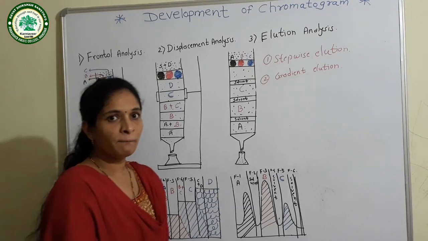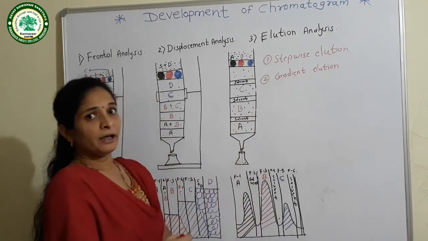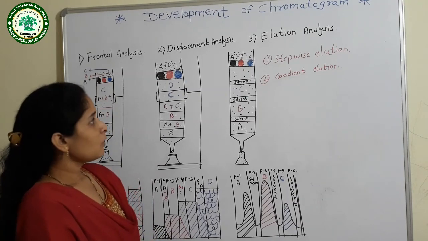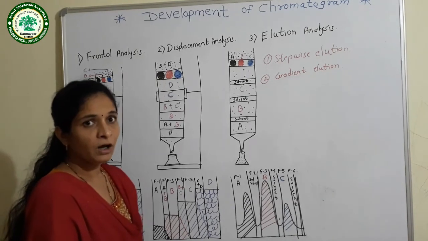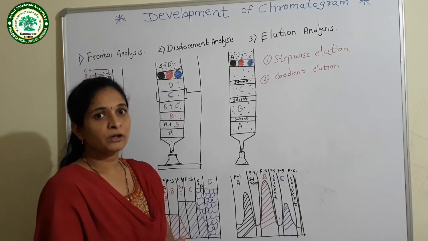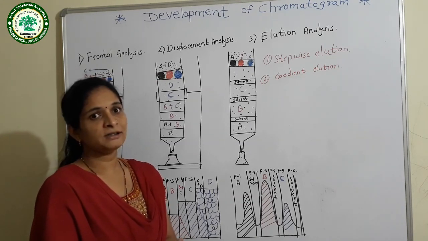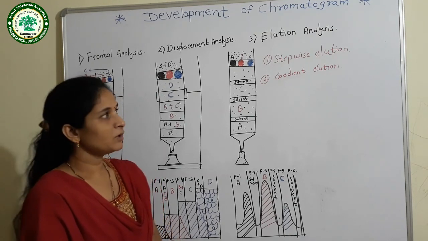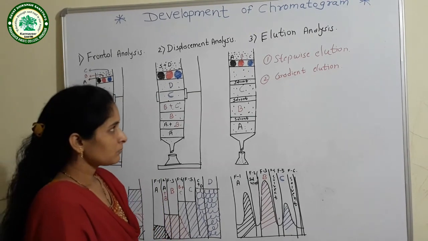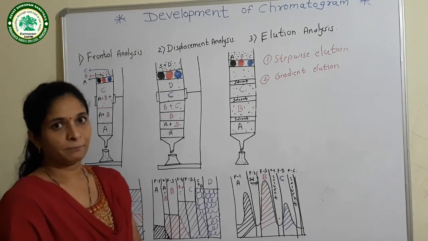When there is a complex mixture, we use gradient elution. In that complex mixture, what do we do? We increase the eluting power of the mobile phase. Means we use strong eluting power of the mobile phase, which will separate the complex components from the mixture. This is all about the development of chromatogram. Thank you.